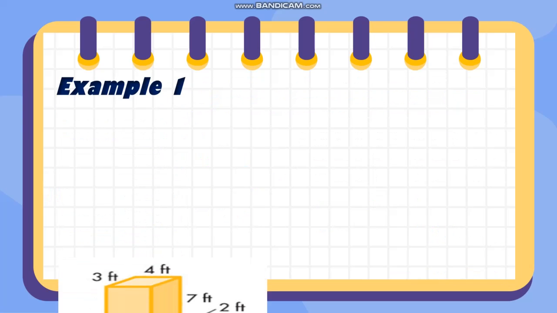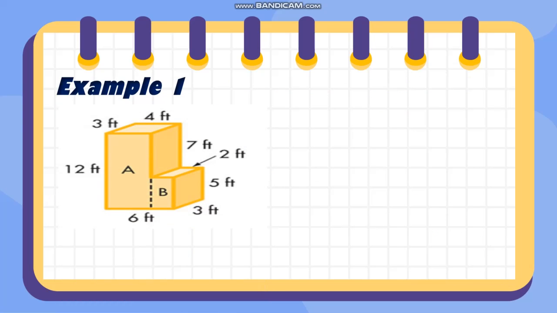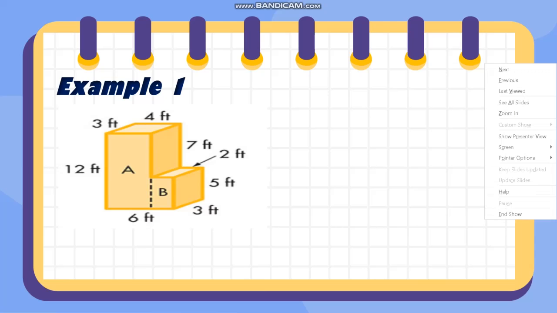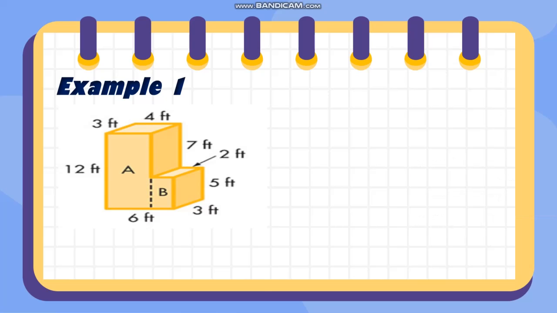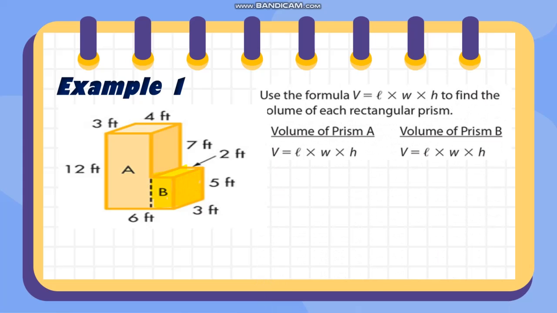Next, example. So here it's given already, the dotted line. It means it is divided already into two figures. Okay, so this is your first rectangular prism and the second rectangular prism, prism A and prism B. So how do we find the answer? As I told you, you just simply follow the formula: length times width times height.